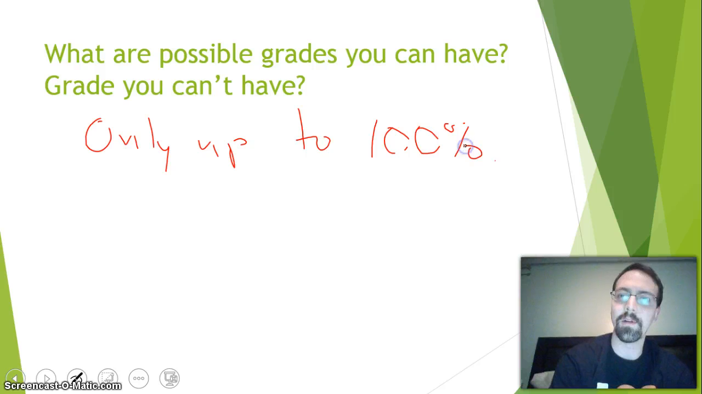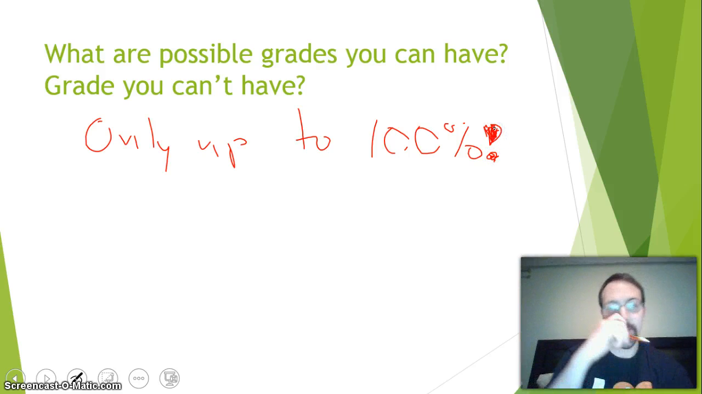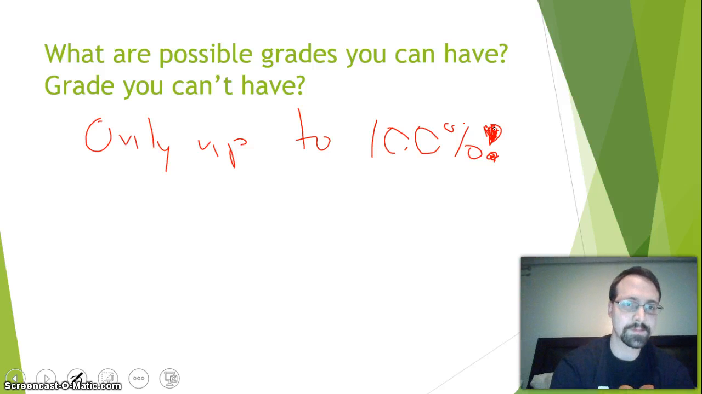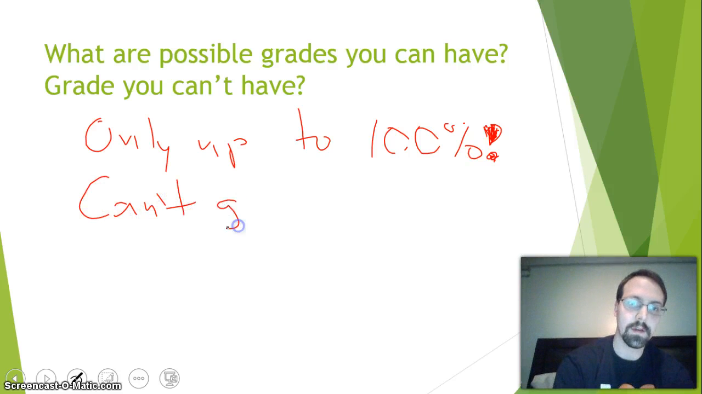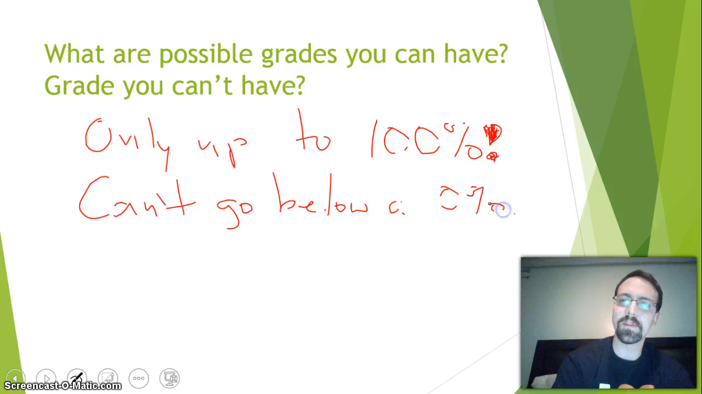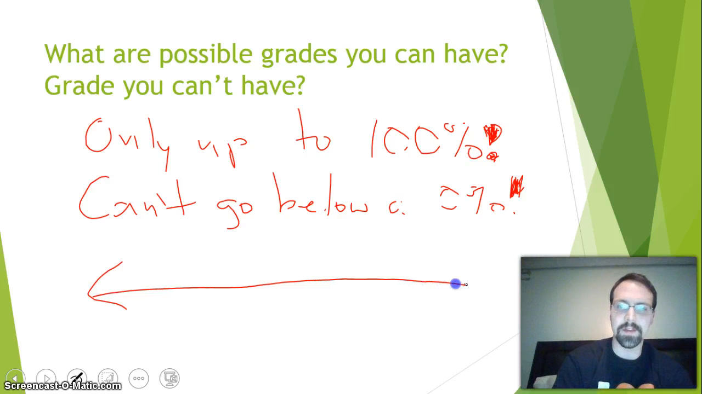Mr. Brummond, should we be writing this down? You didn't say so. Well, I would if I were you. I'm not you, but I would if I were you. Only up to 100%. And you guys are really fortunate. You can't go below a 0%.